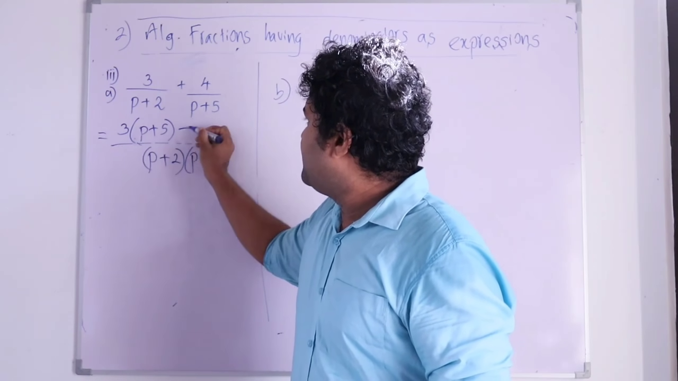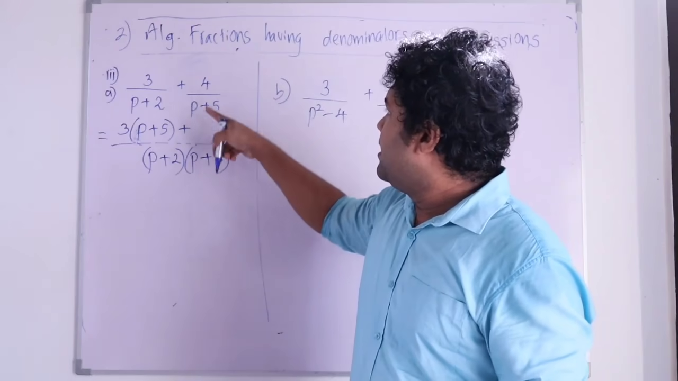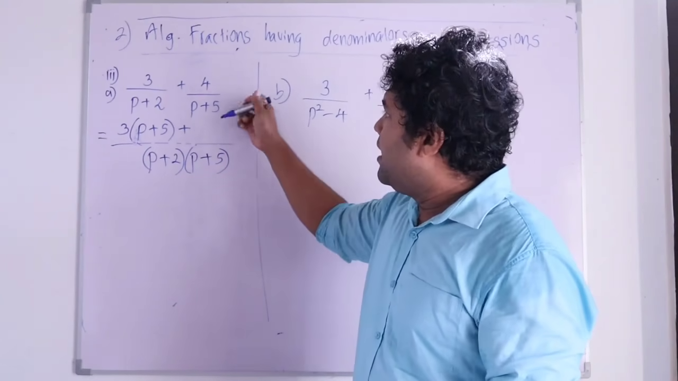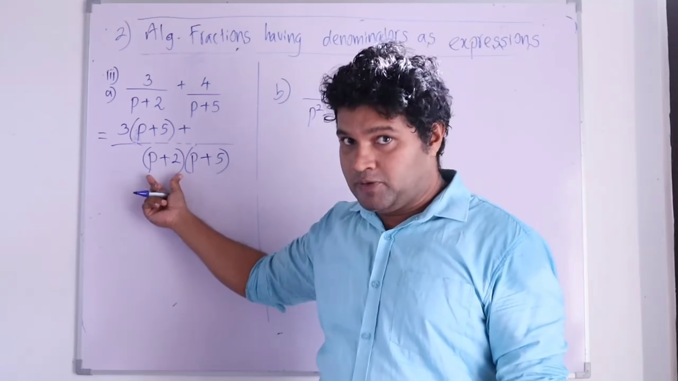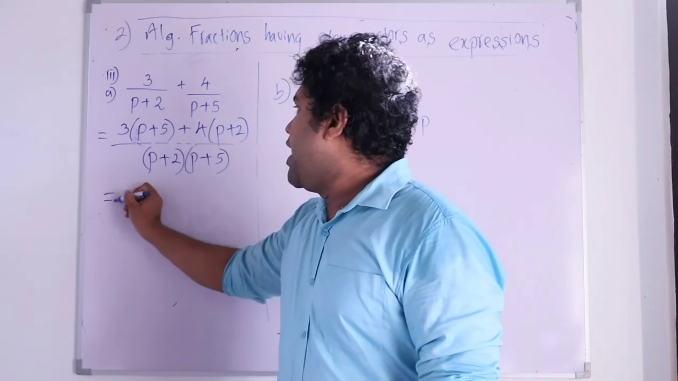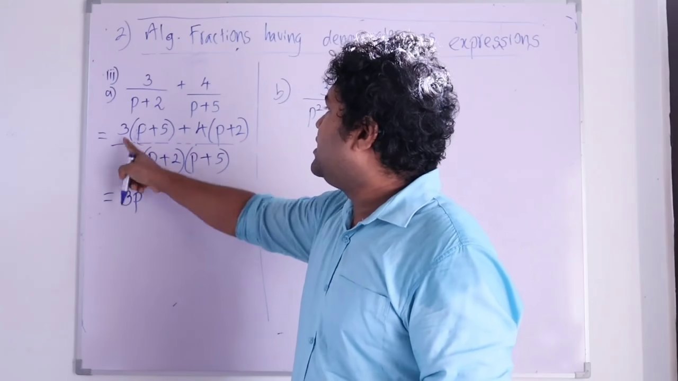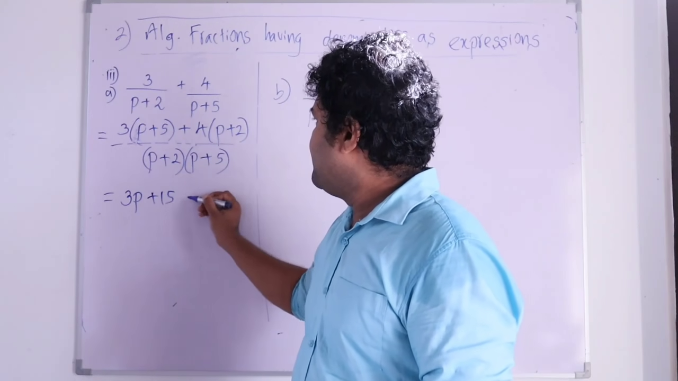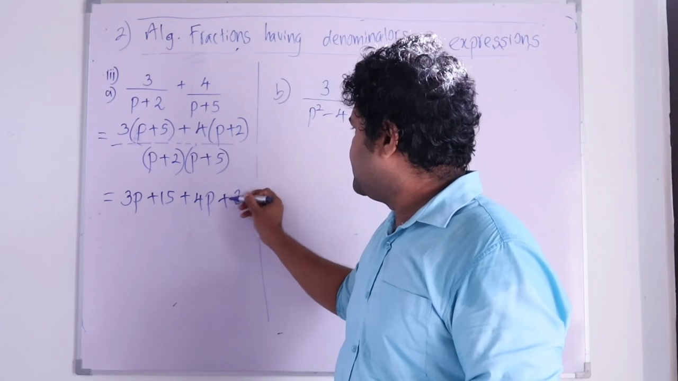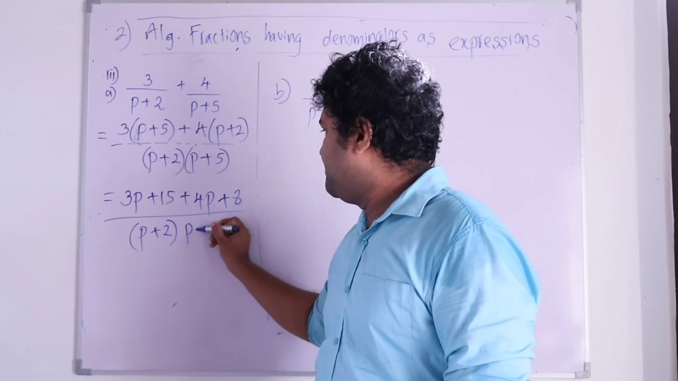You have to multiply this numerator by the additional factor you had. Okay. And plus, remember, p plus 5. Now you have p plus 2, p plus 5. Then other than that, p plus 2 is there, so you have to multiply 4 by p plus 2, and you have to remove the brackets. Okay, 3 times p, 3p, 3 times 5, 15, 4 times p, 4p, 4 times 2, 8. Okay, and p plus 2, p plus 5.